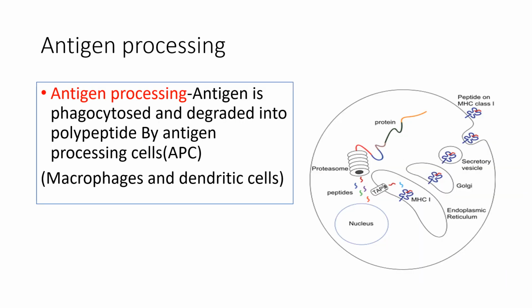Antigen processing is where an antigen is phagocytosed and degraded into polypeptides by the antigen processing cells, which may be the B lymphocyte, the T lymphocyte or the dendritic cells. So here in this diagram you can see the antigen has been degraded into fragments of antigen and then they are represented on the surface of this cell and then presented to the lymphocyte.